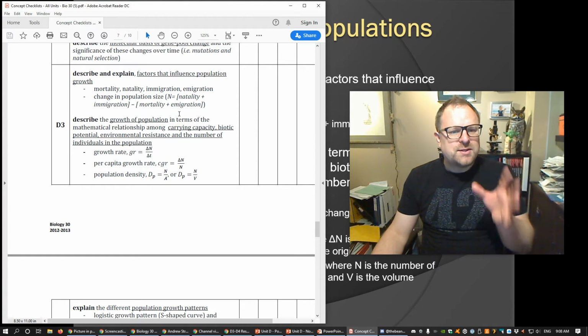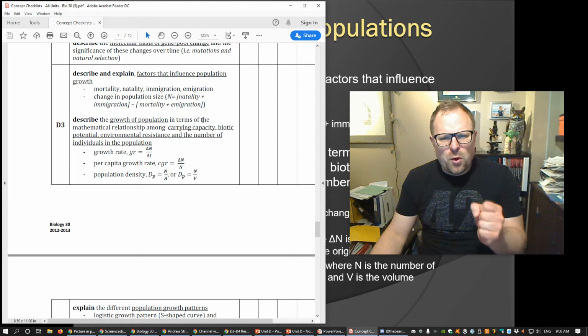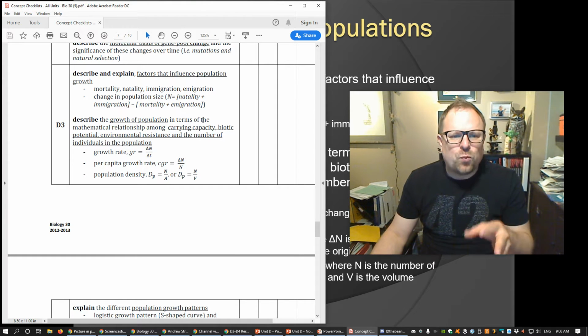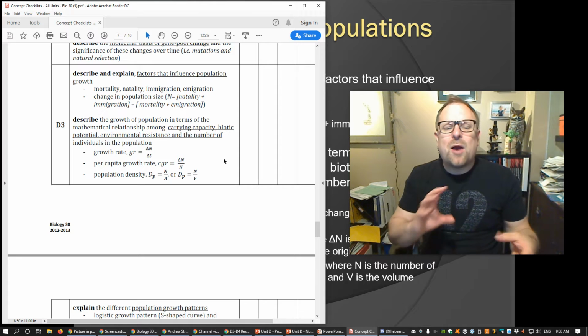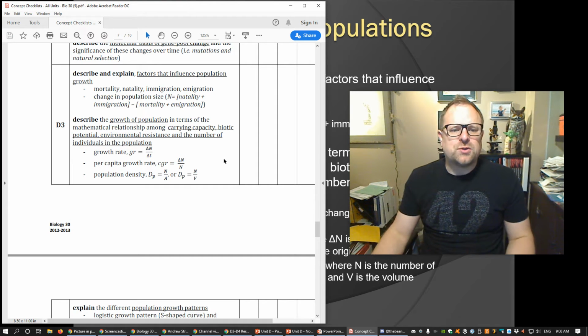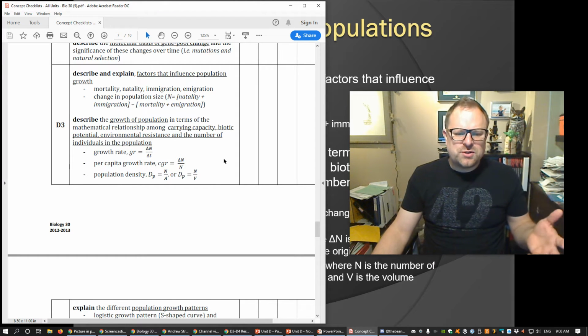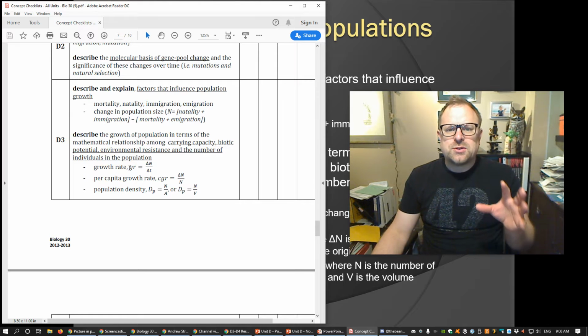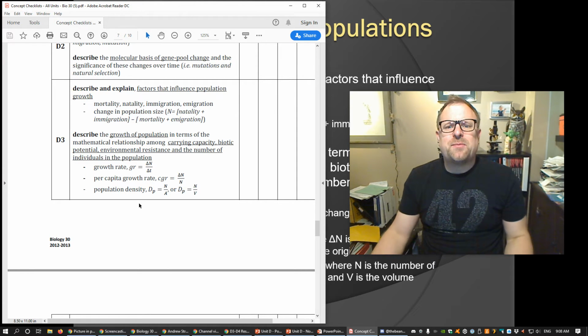So concept D3 is what we're going to start with today, and that is describing and explaining factors that influence population growth. We're going to boil it down to the very minimum, which is mortality, natality, immigration, and emigration. Then we'll move on to talk about how populations grow and how we can describe the way populations grow. We'll look at exponential growth and logistic growth when we get into D4, but today we're going to look at some numbers and talk about growth rate, per capita growth rate, population density, and how we describe densities.